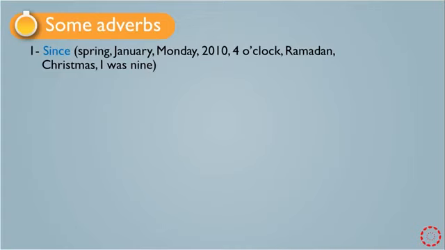In the sentence, we have spring or autumn or winter. It means we have seasons, 4 seasons of the year. If you have months of the year like January, and days of the week like Monday, and a specific time like 2010, or a specific year, or a specific time o'clock, we say 4 o'clock, for example, 5 o'clock, and also Ramadan, this is a specific time, or Christmas, or when you say when I was 10 or I was 9. In this situation, we use since in the present perfect tense.